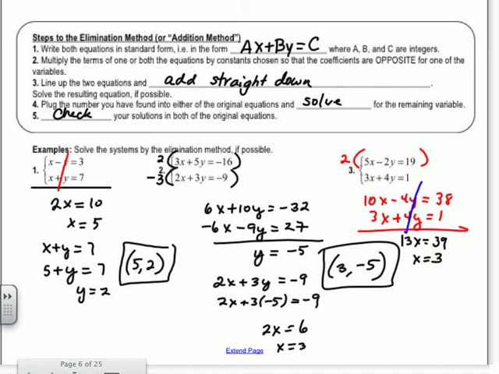So you get 3 times 3 plus 4y equals 1. So that's 9. Subtract the 9 over. So I get 4y equals negative 8. So y is negative 2. So you got 3 and negative 2.